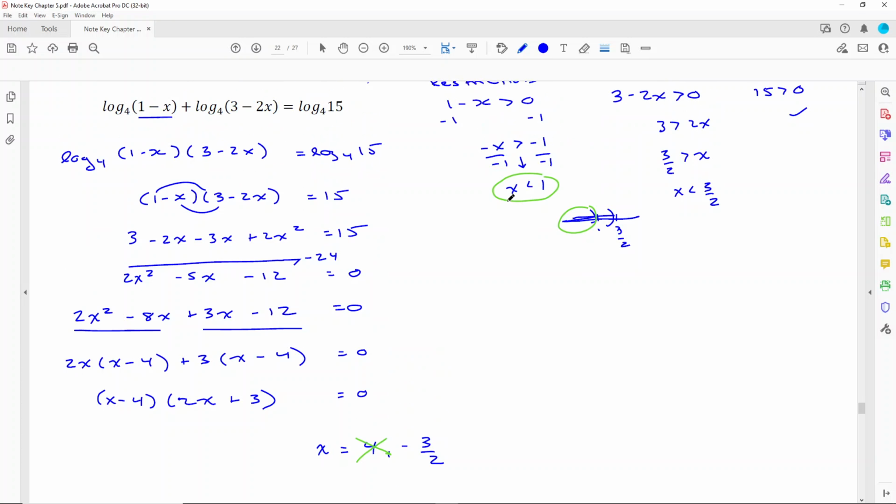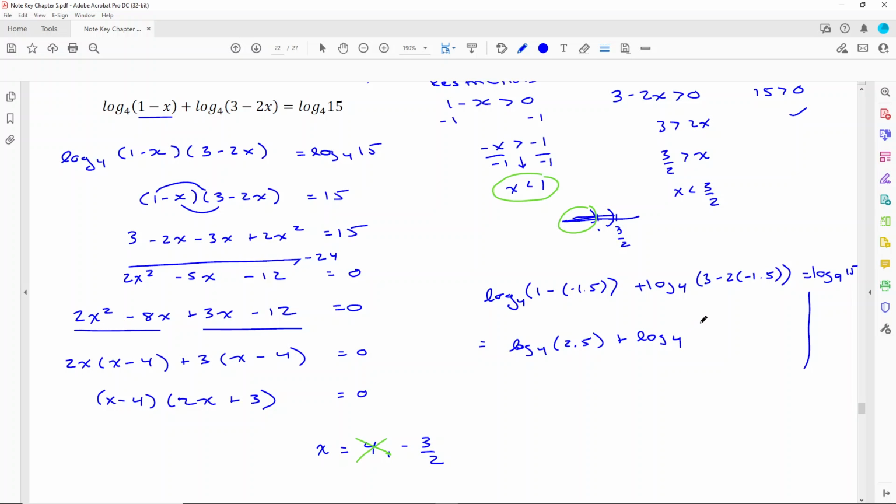Now let's check negative 3/2. Let's just practice that because this one is a bit weird to check. So if I was checking this one, I have the log of 1 minus, now I'm going to put in negative 1.5 because I'm using a calculator, plus the log to the base 4 of 3 minus 2 times negative 1.5. Does that equal log to base 4 of 15? Well, if you're plugging this into your calculator, so these are log base 4, this would be the log base 4 of 2.5 plus the log base 4 of 6. Does that equal 15?